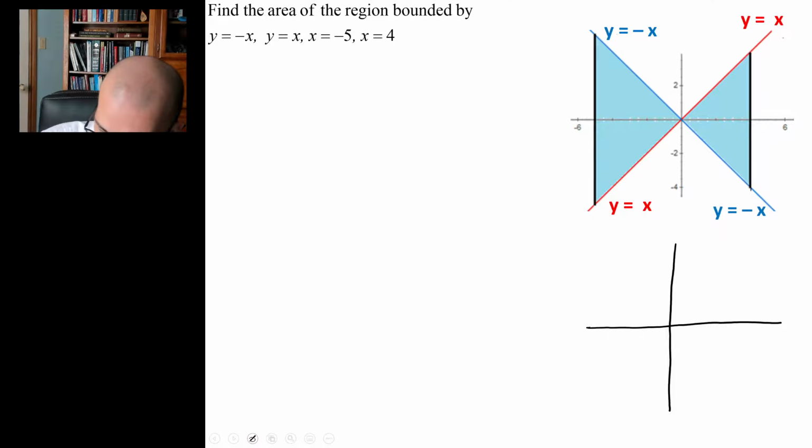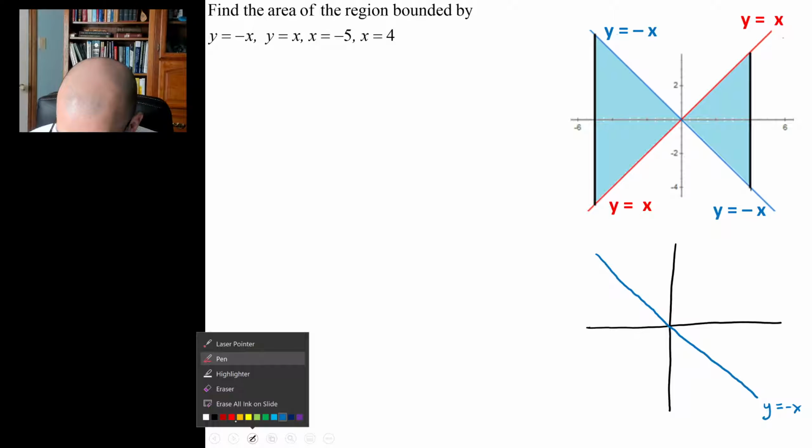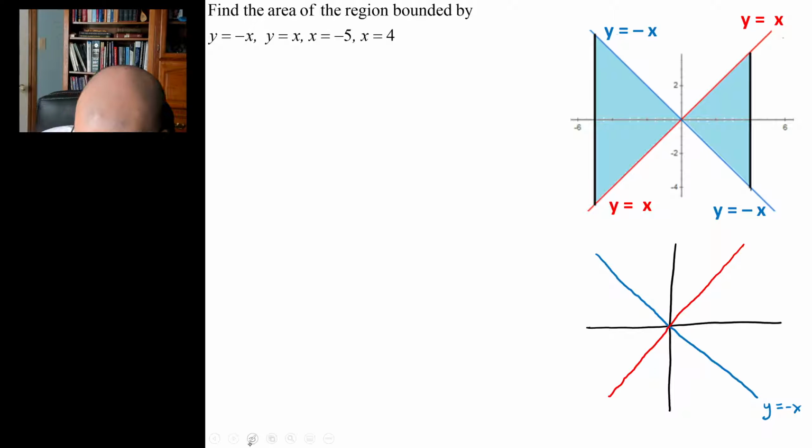I'm going to graph y equals negative x. So y equals negative x is a line with a slope of negative 1 and an intercept of 0. I'm going to graph y equals positive x. Y equals positive x is a line with a slope of 1 and also an intercept of 0. And we can see that they cross at 0. So I'm going to write that down. They cross at x equals 0.